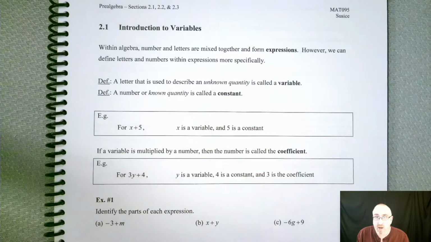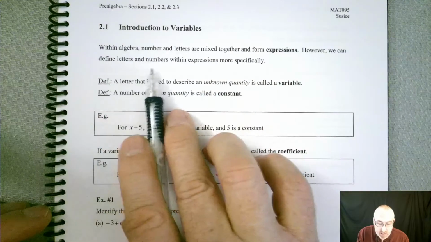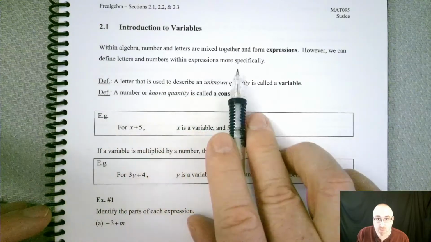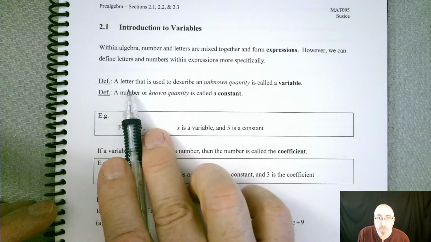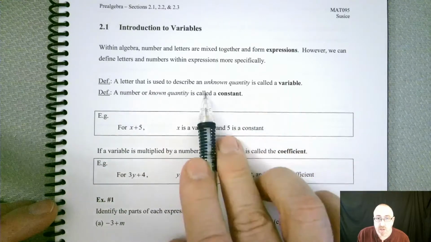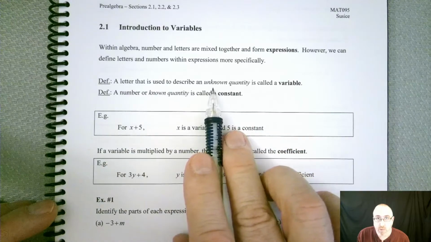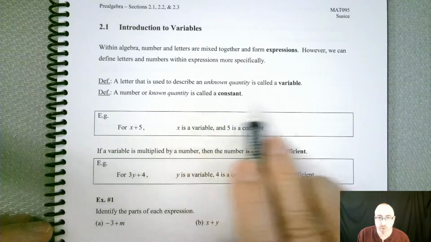Anytime you have a combination of addition, subtraction, multiplication and division with letters and numbers, those are called expressions. However, we can define letters and numbers within expressions more specifically. When we're talking about letters, the proper way to describe them is variables, because they're unknown quantities. We don't know what they are, but we need to have them represented. So those are called variables.